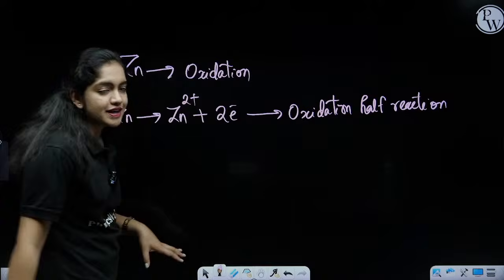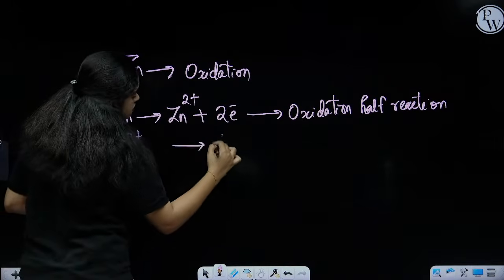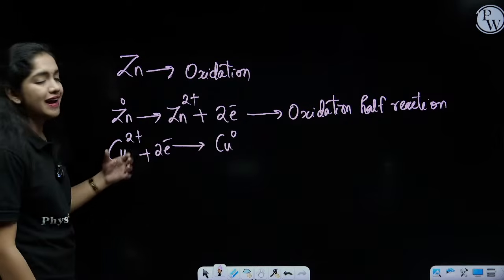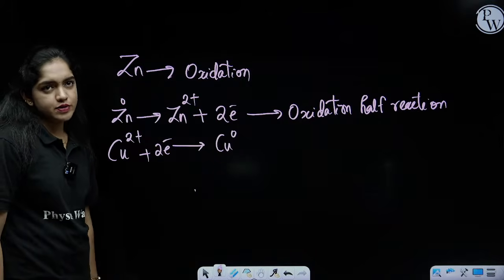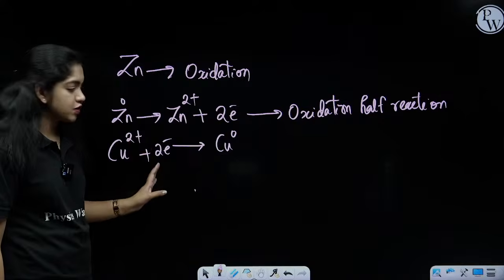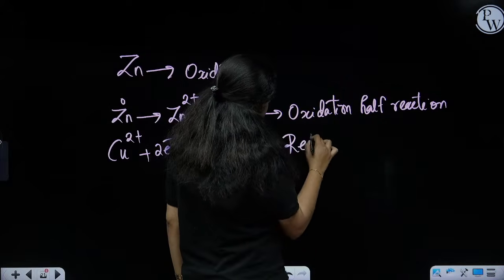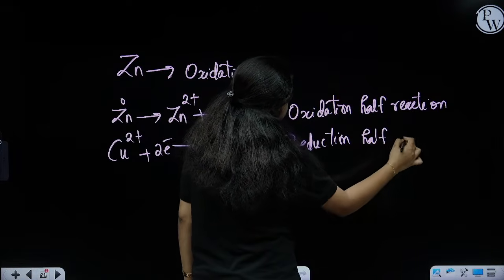Now we are going to write the reduction half reaction. Cu2+ is changed into Cu0 by adding 2 electrons. We know that on addition of electrons, the charge becomes reduced. So, Cu2+ plus 2 electrons gives Cu0. So what happens here? It undergoes reduction. So that is known as the reduction half reaction.